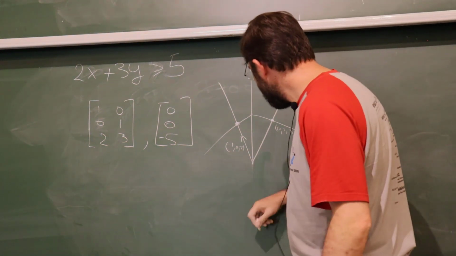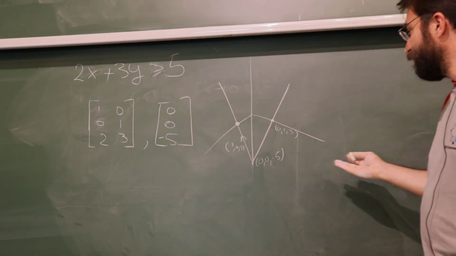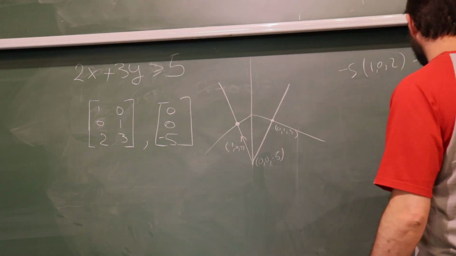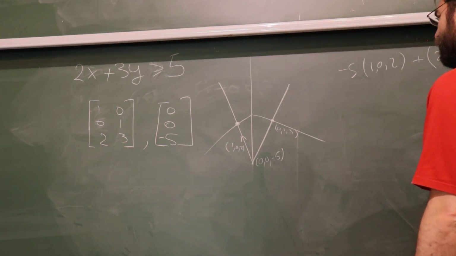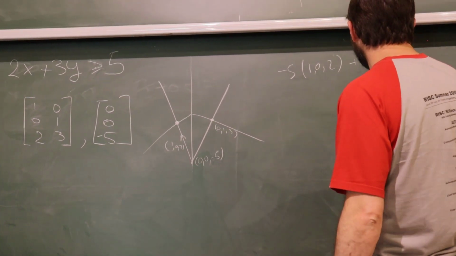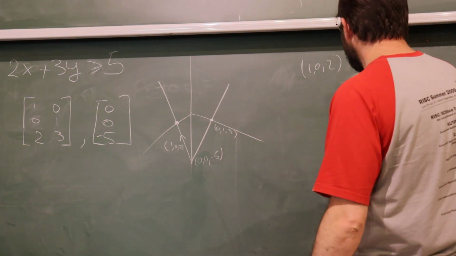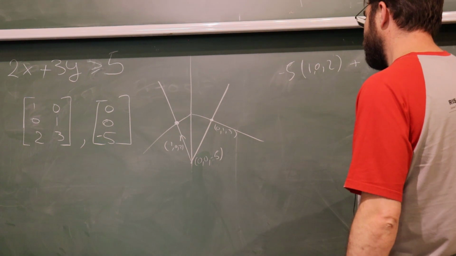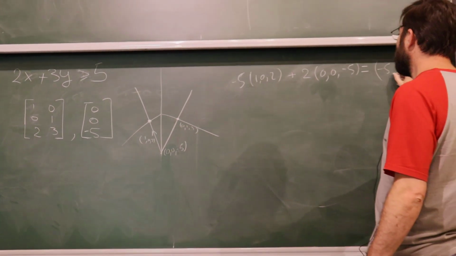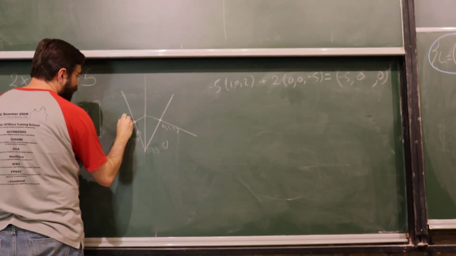So if I start at the point 0, 0, minus 5, and I want to hit the xy plane, which means that the last coordinate must be 0. So what I will do is I will take minus 5, 1, 0, 2, plus 2 times 0, 0, minus 5. No, that's not what I want. What do I want? Plus 2 times 0, 0, minus 5. So what is this? Minus 5, 0, 0. Yes, so this is the point minus 5, 0, 0.